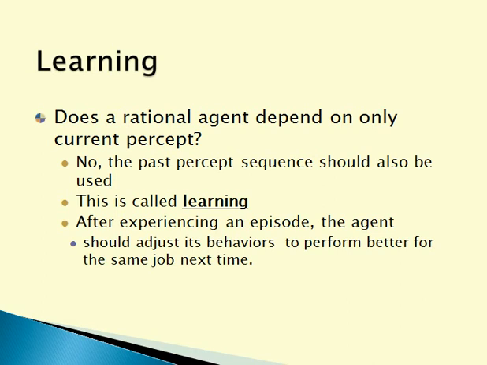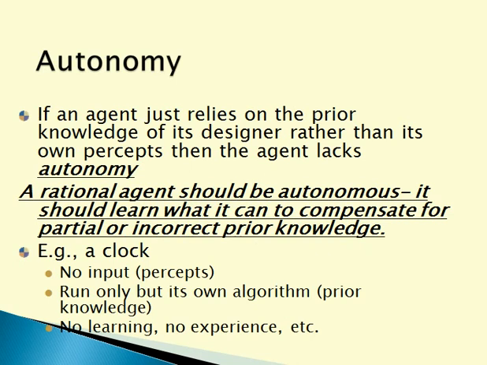Learning. Does a rational agent depend only on the current percept? No. The past percept sequence should also be used. This is called learning. After experiencing an episode, the agent should adjust its behavior to perform better for the same job next time. If an agent just relies on the prior knowledge of its designer rather than its own percepts, then the agent lacks autonomy. A rational agent should be autonomous. It should learn what it can to compensate for partial or incorrect prior knowledge.